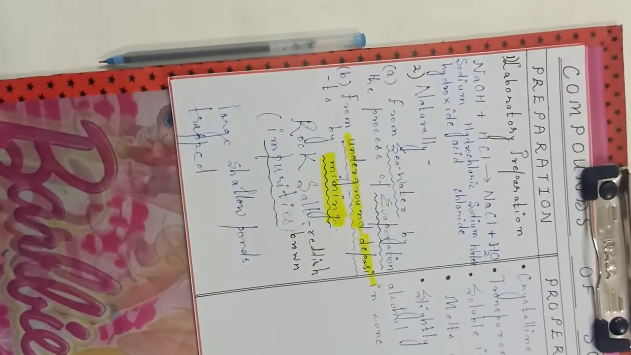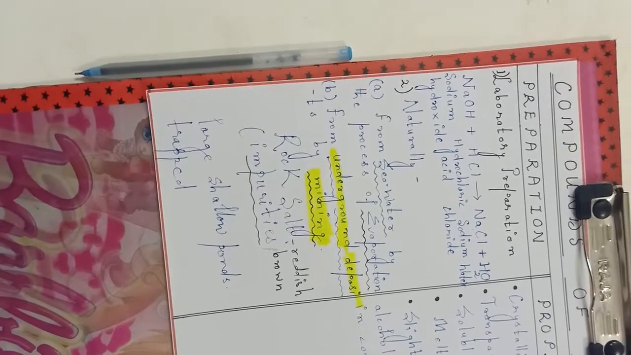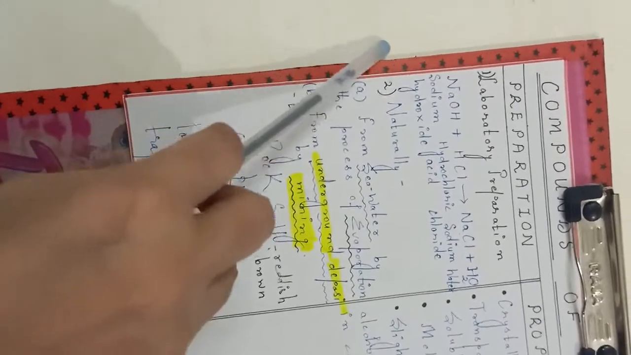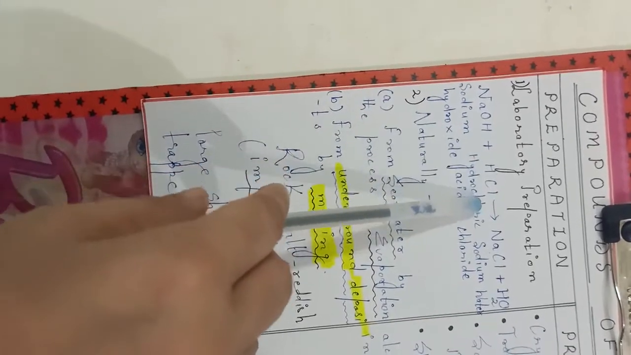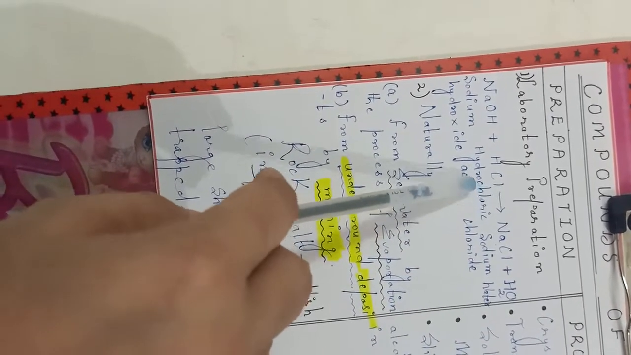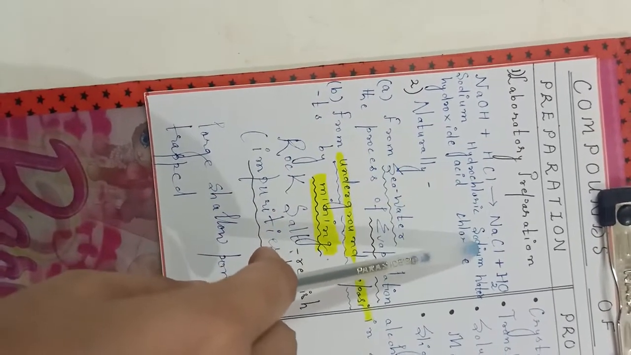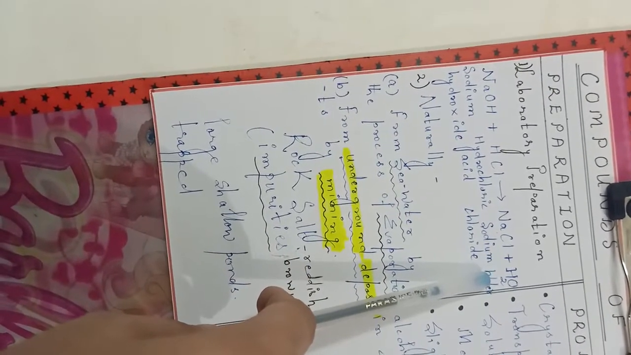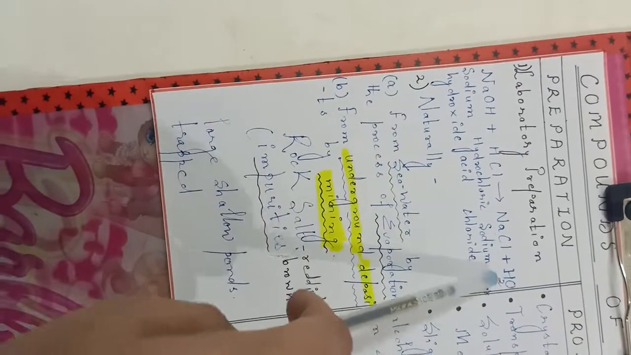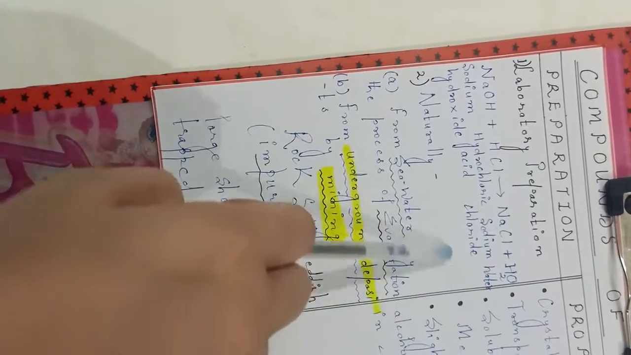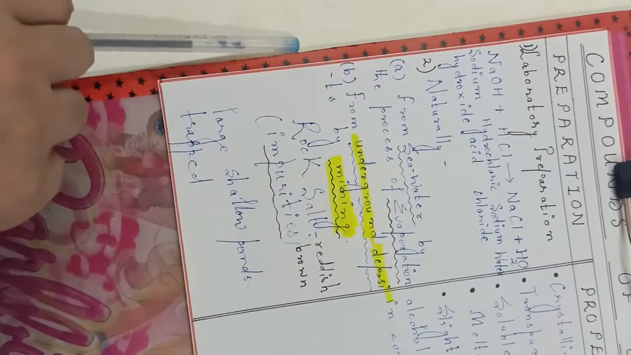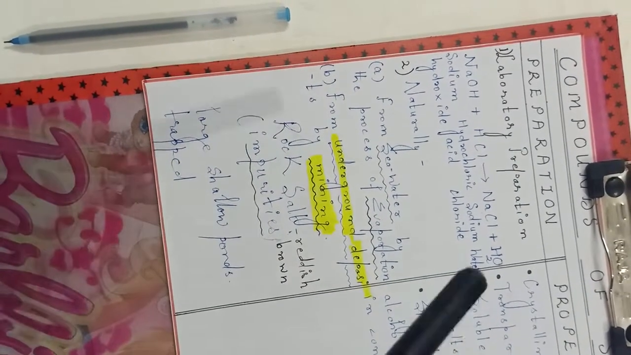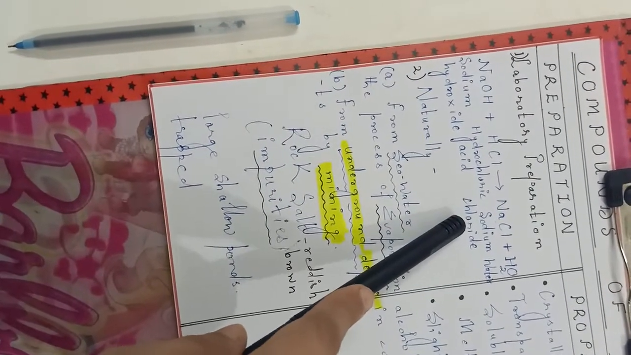So when it comes to the laboratory preparation method of sodium chloride, it is prepared by taking sodium hydroxide, which is a base, and hydrochloric acid, which is an acid, and on neutralization you are going to get sodium chloride salt and water. This is the method which is used for the laboratory preparation of sodium chloride. But if you want to prepare this salt in abundance, then this method is not put to use.